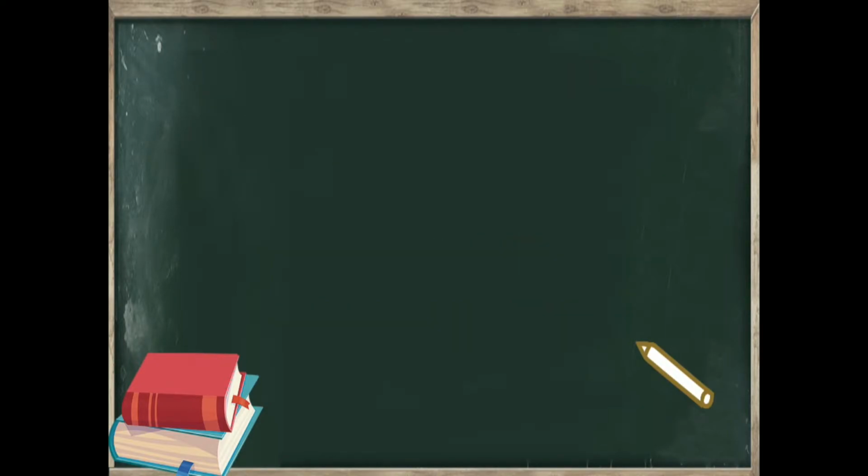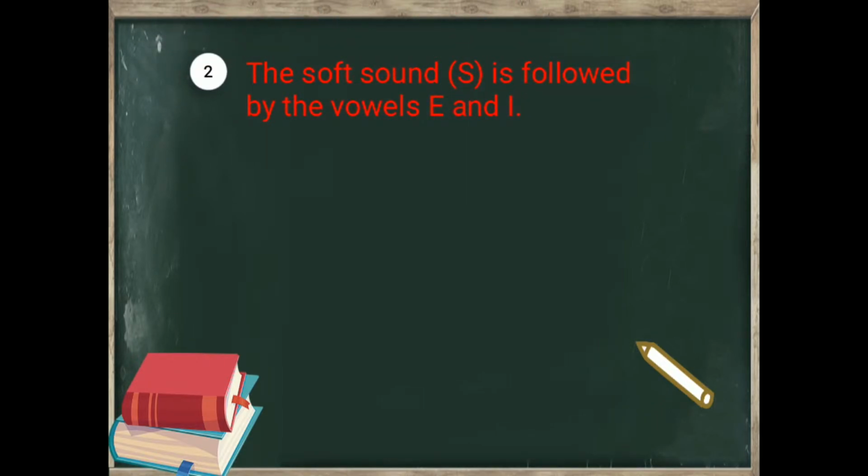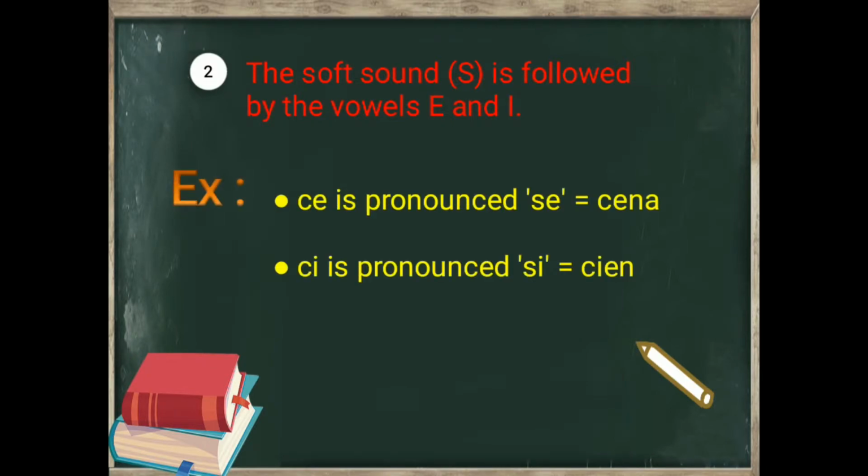And the next one is the soft sound S, followed by the vowels E and I. The examples are CE, pronounced Se, as in Cena. CI is pronounced Si, as in Cien.